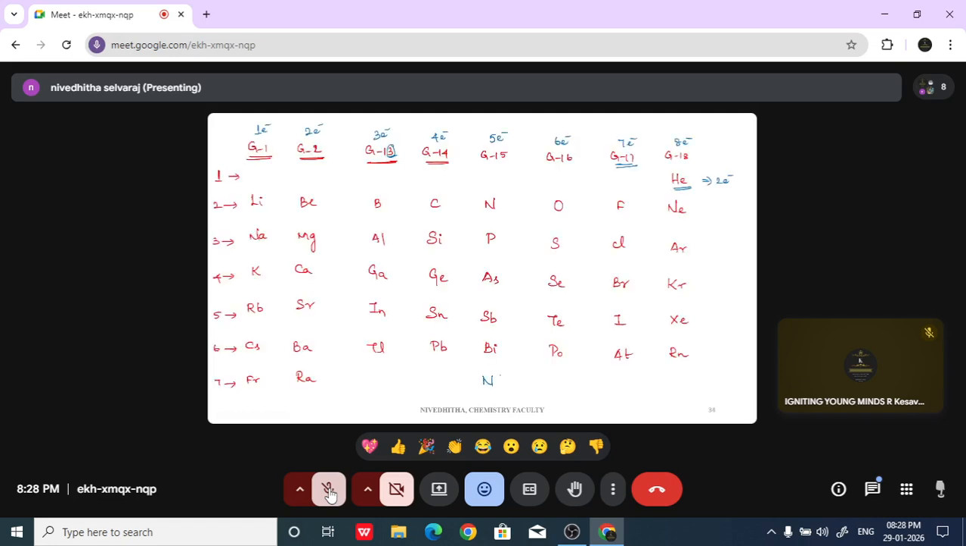Nitrogen has 5 electrons: 1, 2, 3, 4, 5. So this is a lone pair and these are bond pairs. So we have 3 bond pairs and 1 lone pair. Okay, now. What is the combining capacity, or how many chemical bonds can this nitrogen atom form?